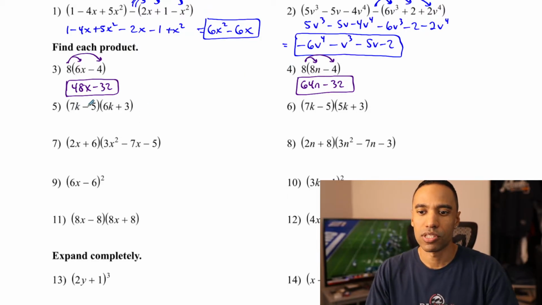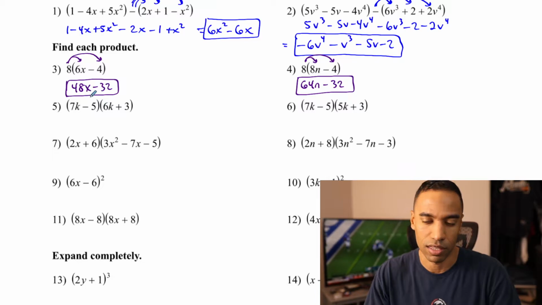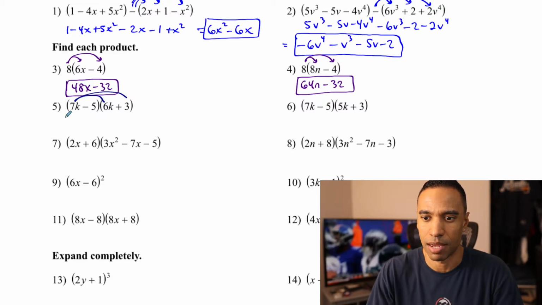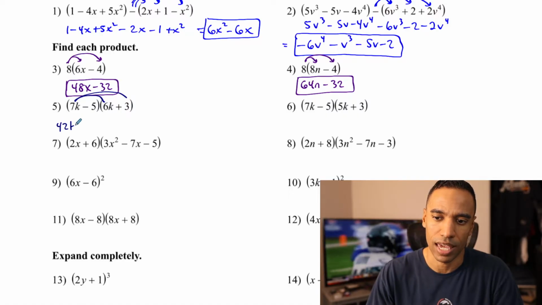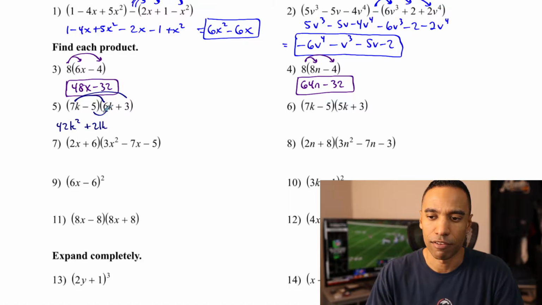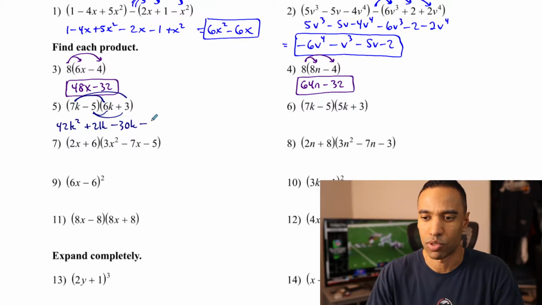Okay. This is going to use the FOIL method, multiply each term in one quantity by the other terms in the other quantity here. So 7k times 6k and times 3 gives us 42k squared plus 21k. And then negative 5 multiplies with 6k and 3. So negative 5 times 6k is negative 30k. And negative 5 times 3 is negative 15.